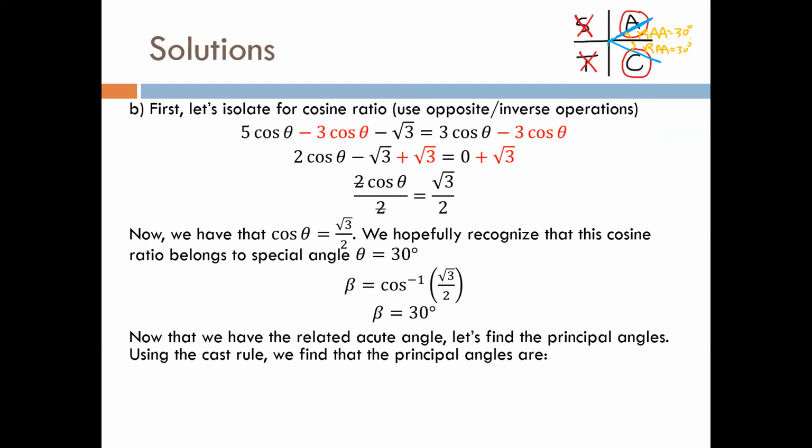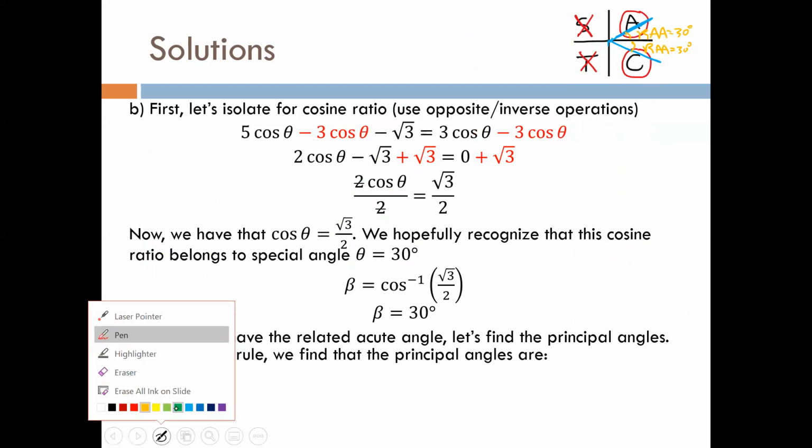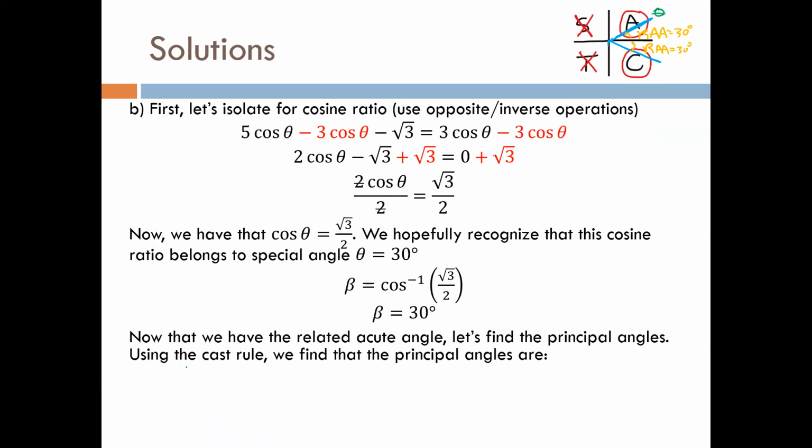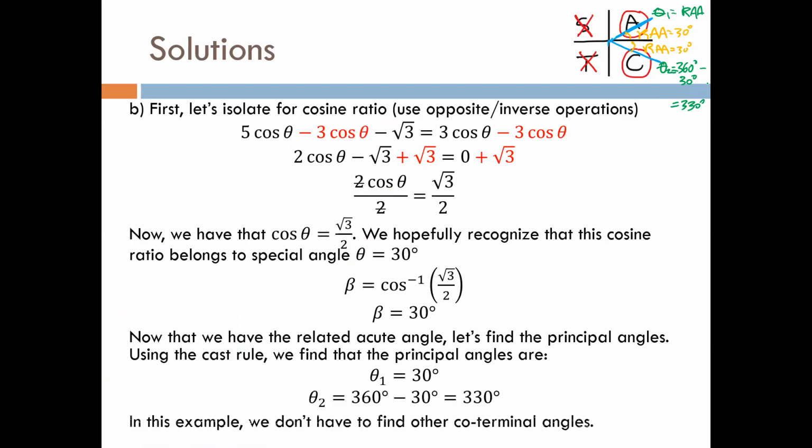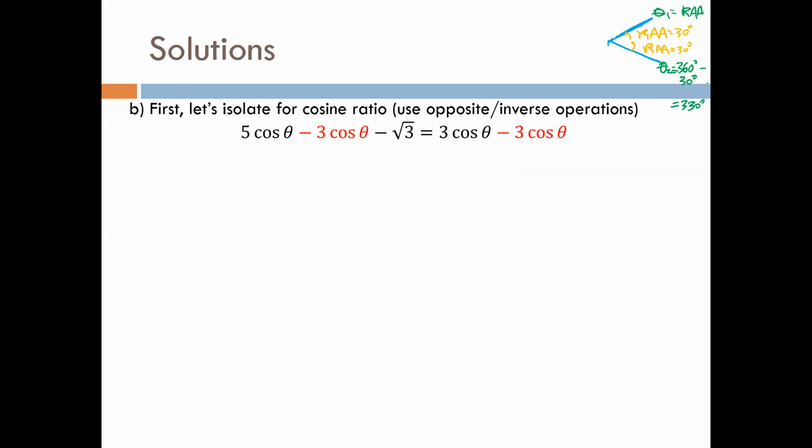Right? So if I want to find the first principal angle there at the top, all I need to do is simply take, well, that's going to be equal to the related acute angle, so that's easy. And my second principal angle, I take 360 degrees, and I simply subtract off whatever the related acute angle is, 30 degrees. And that gives me a principal angle of 330 degrees right there. So there are my two principal angles, 30 degrees and 330 degrees. And in this example, they didn't ask for the other coterminal angles, so we just leave it as it is. And that's all you have to do there.